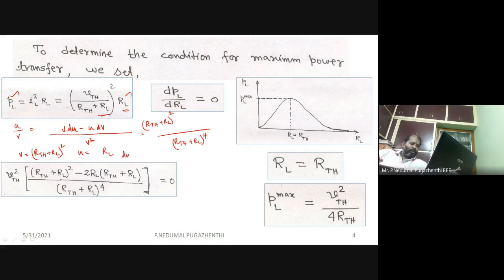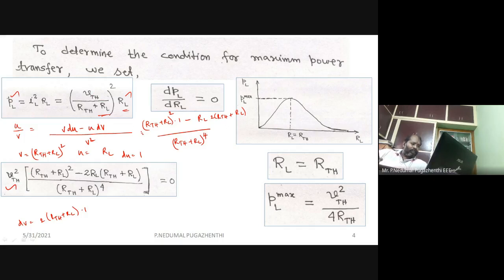If you find du, du is equal to 1. If you find dv, what is dv? 2 into R Thevenin plus RL into 1. So this is your dv. So if I apply that, I will get 1 minus, what is u? U is going to be RL. And what is dv? dv is equal to 2 into R Thevenin plus RL. So this expression you will get, which is available here.